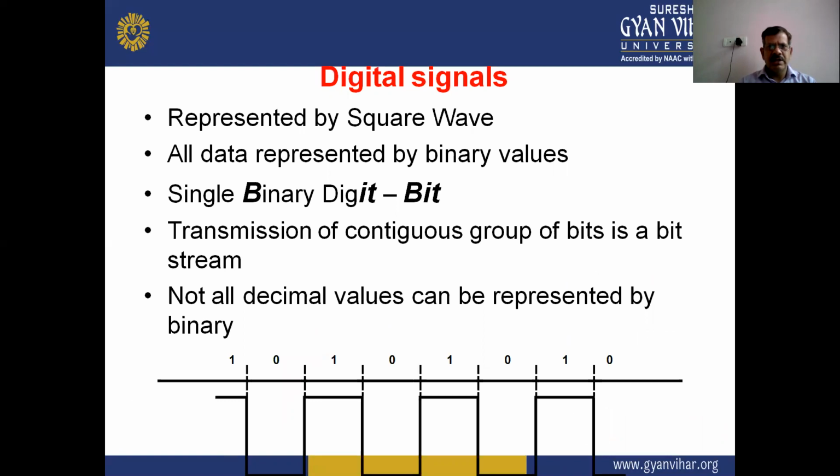Next is digital signals. Digital signals are represented by a square wave, and all data is represented by binary values. A single binary digit is a bit, and the transmission of a continuous group of bits is a bit stream. Not all decimal values can be represented by binary. Binary is 0 and 1, the digital bits, the two digits 0 and 1.